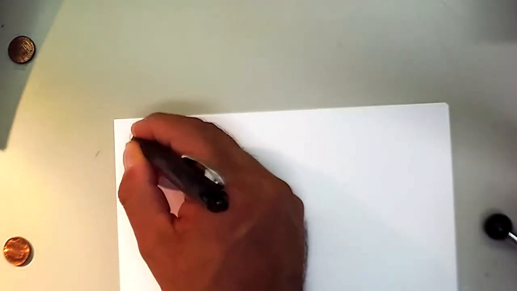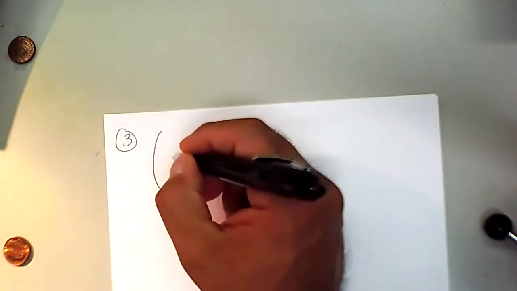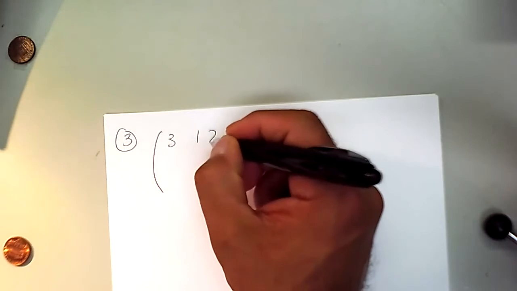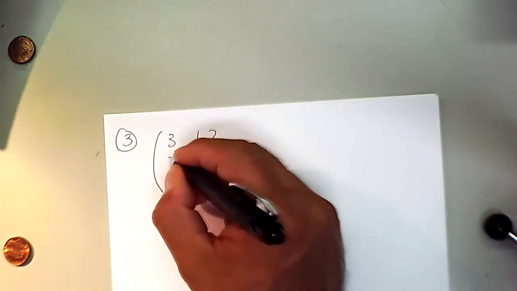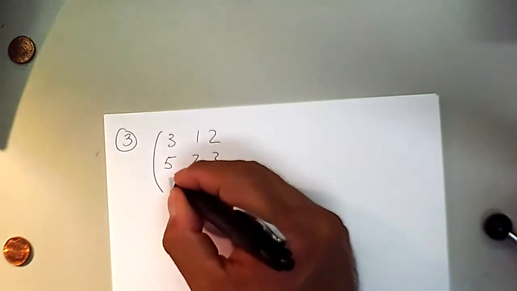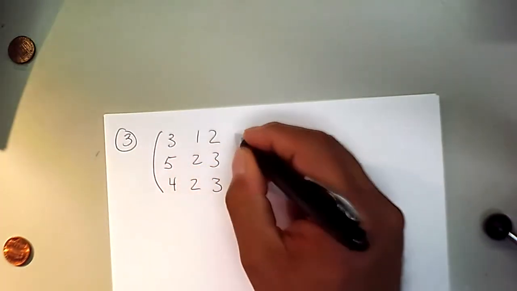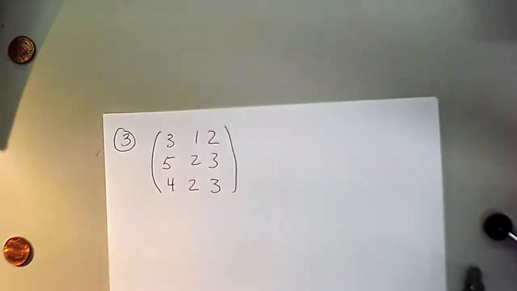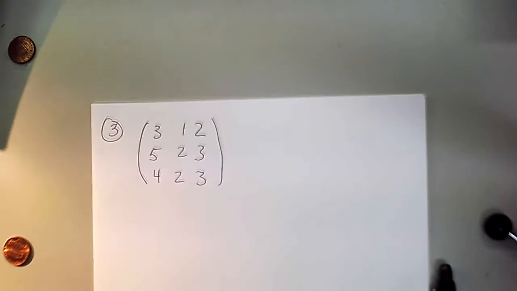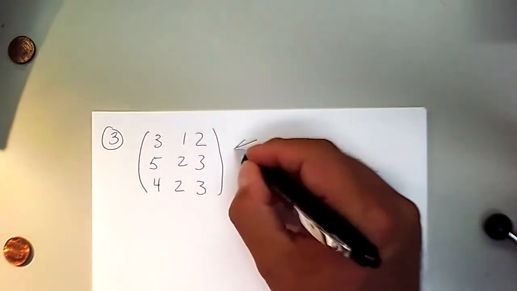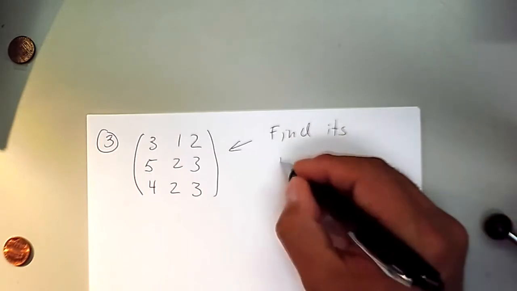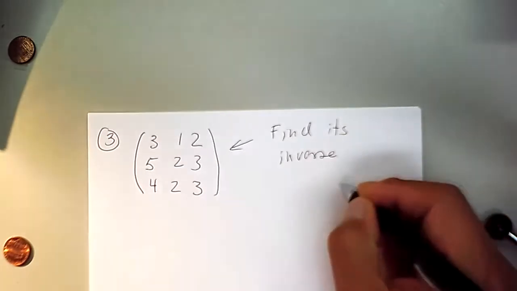So example 3. We want to find the inverse of 3, 1, 2, 5, 2, 3, 4, 2, 3. Whoops, I didn't mean to do that because I'm using the Gauss Jordan elimination. Well, I'm going to find the inverse of this. So the question is find its inverse if there is one.